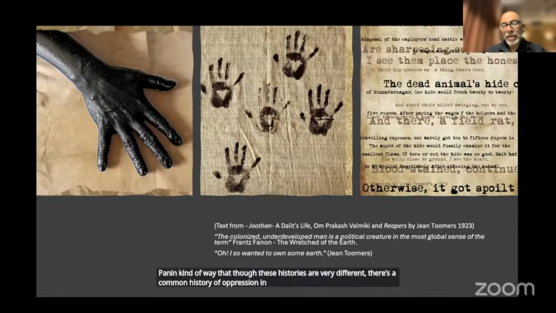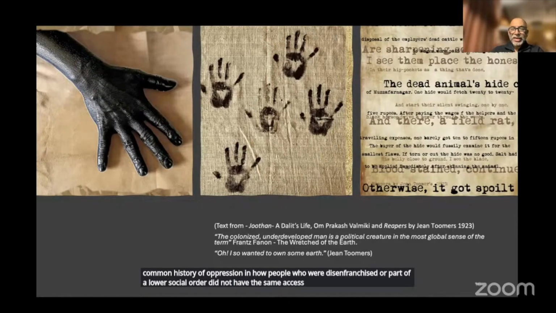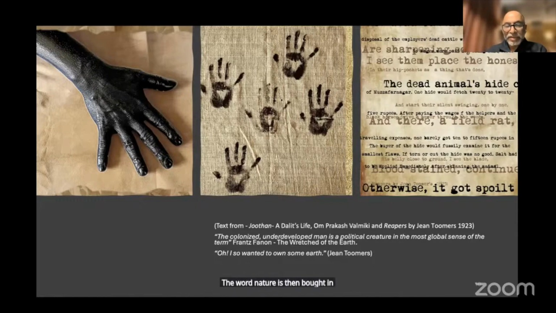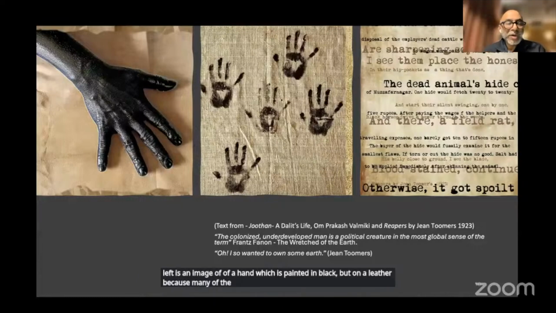how people who were disenfranchised or part of a lower social order did not have the same access to resources as somebody else might have. So the perspective through which the word nature is then brought in becomes extremely important. On the extreme left is an image of a hand which is painted in black, but on leather, because much of the Dalit production of work has been working on leather.